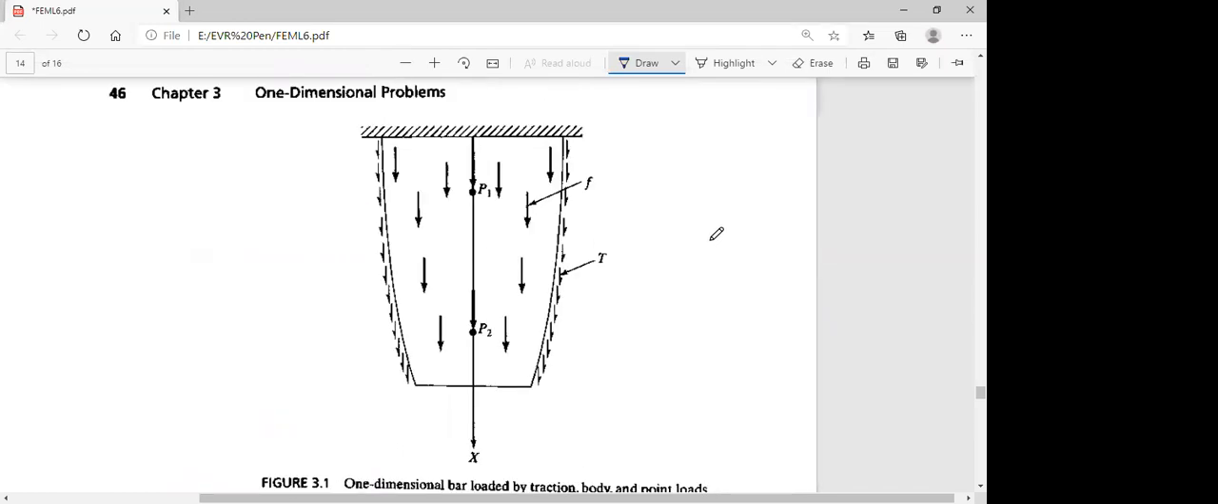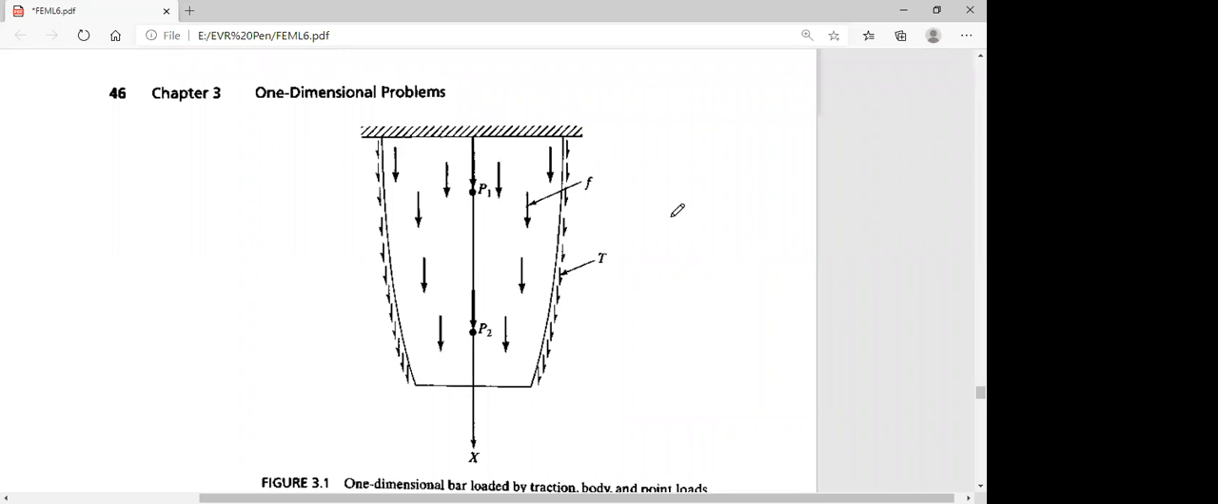Let us discuss finite element modeling for a one-dimensional body. In this finite element modeling, I will discuss how to give the numbering on elements, how to give the numbering on nodes, and where you have to locate the nodes on the system. These are the points I will discuss.